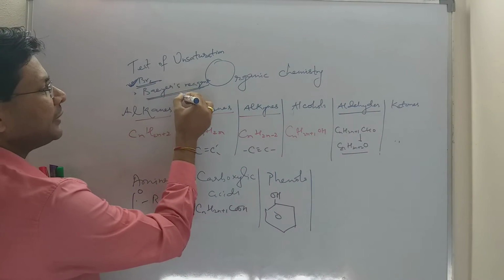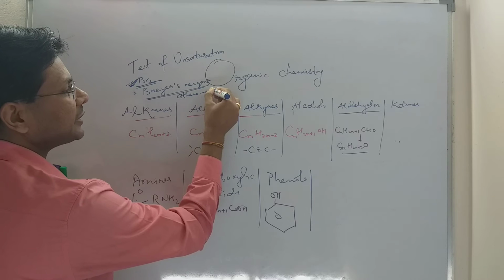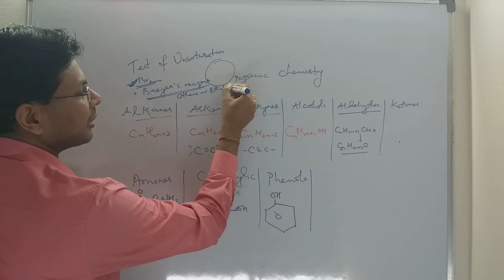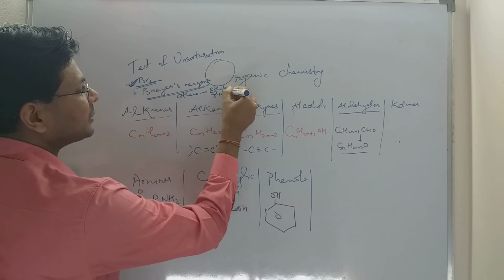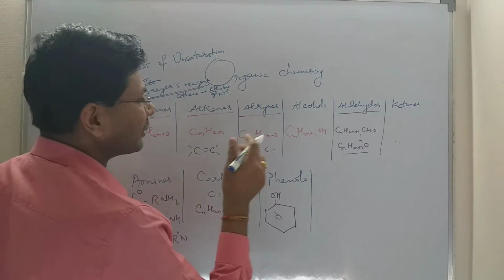So if ethene is treated with Bayer's reagent, it will give ethylene glycol. So these are the tests of unsaturation. An unsaturated compound gives this test.